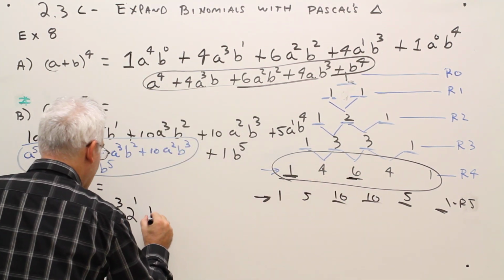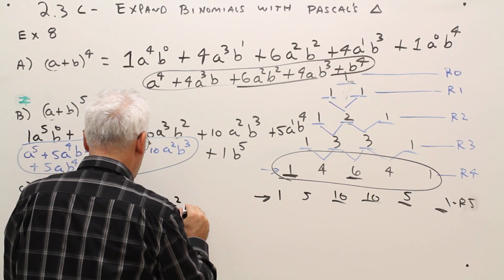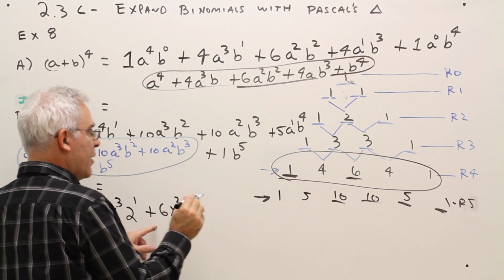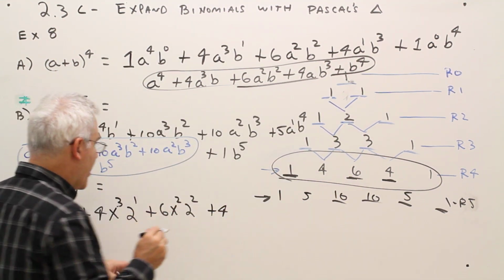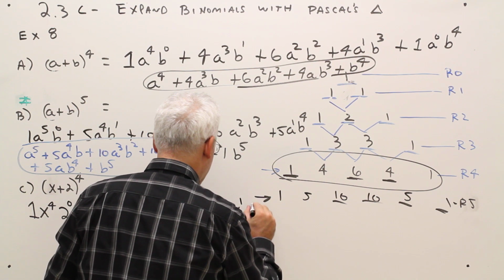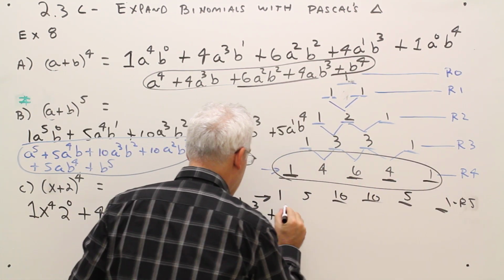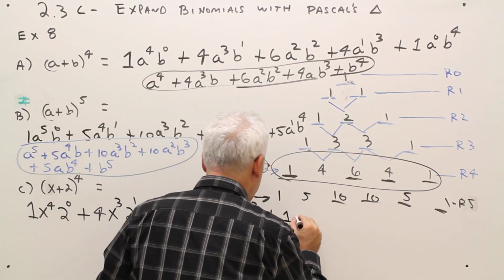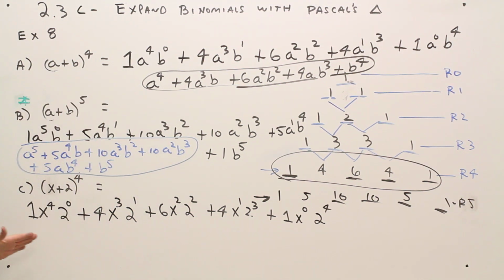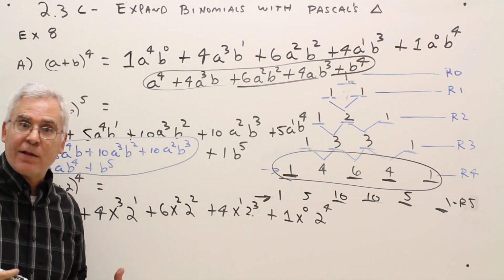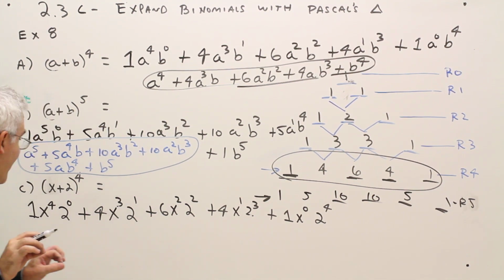Next coefficient is a 6. Down 1, up 1. X to the 2, 2 to the 2. Next coefficient is a 4. Down 1, up 1. X to the 1, 2 to the 3. And then my last coefficient's a 1. Down 1, up 1. X to the 0, 2 to the 4. So again, that's just the robotic template. Now cleaning up with the numbers and the letters.